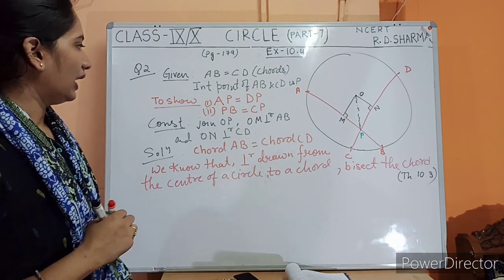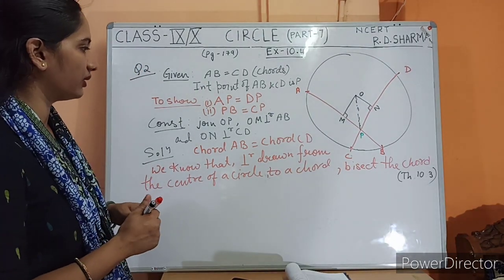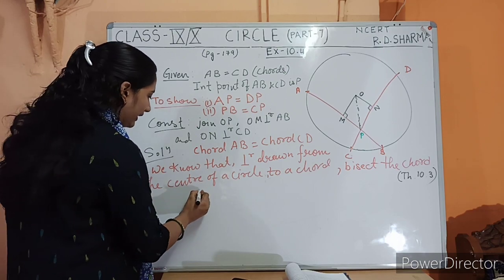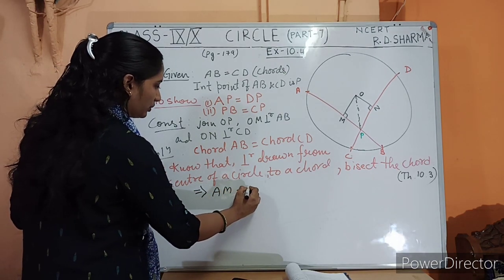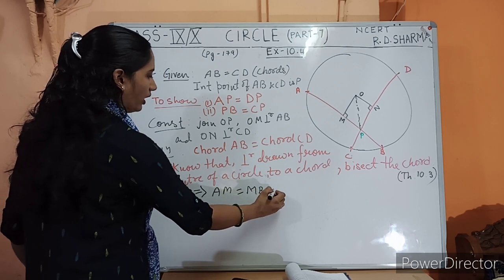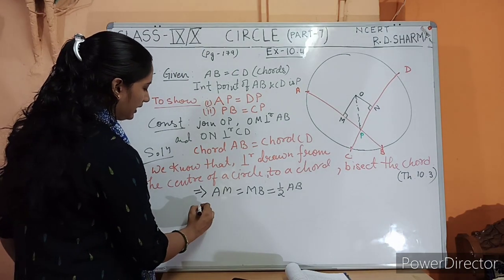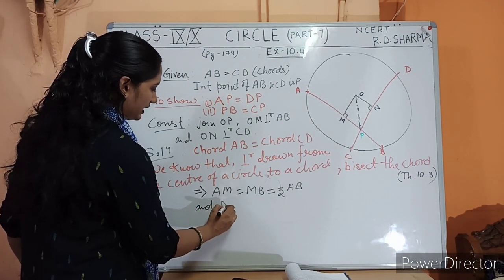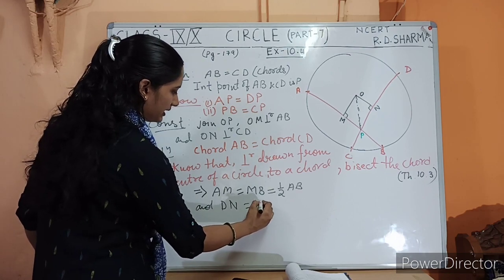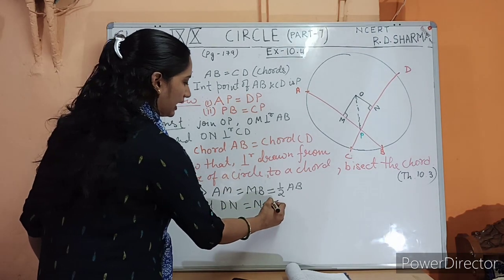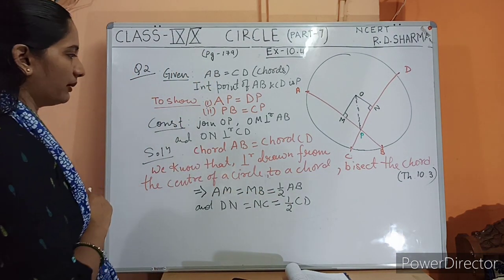Okay, and on the basis of this theorem, what can we conclude? We can conclude here that AM is equal to MB, or is equal to half of AB. Similarly we can write DN is equal to NC, and must be equal to half of CD. ठीक है, ये हमारा हो गया.